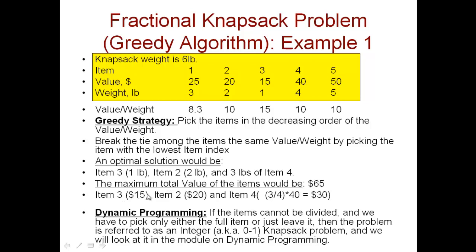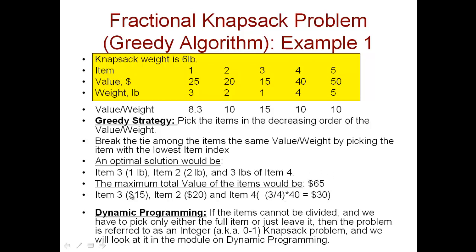So the total value of the items we have picked up is item 3, the entire item, so it's $15, item 2 entire item, so $20, plus item 4, 3/4 of that item, so $30, which is adding up to $65.